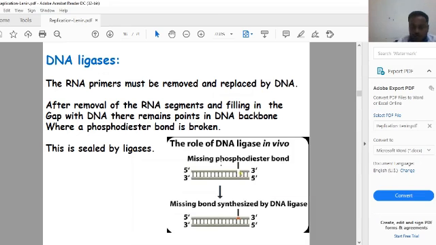We can see the missing phosphodiester bond shown in the picture. After the DNA ligase acts, the gap between the two strands is filled. This particular position is sealed by the DNA ligase enzyme. It is clear what the function of DNA ligase is: the missing phosphodiester bond in the backbone is synthesized and sealed by DNA ligase. This is the DNA ligase process.